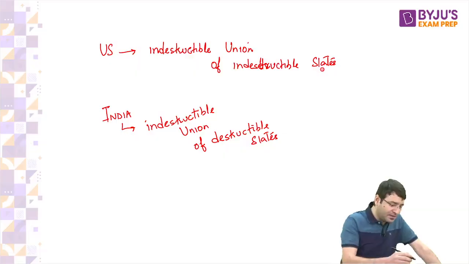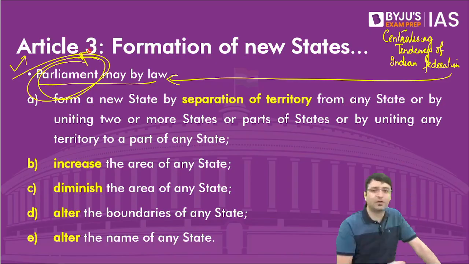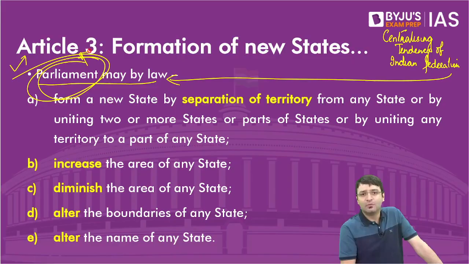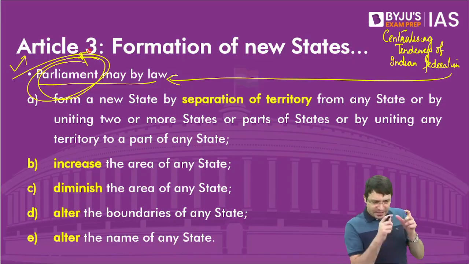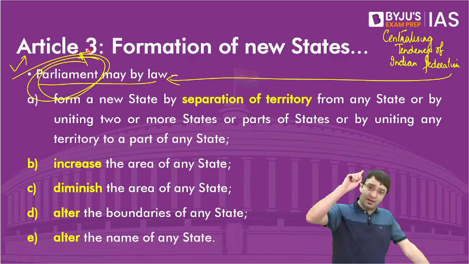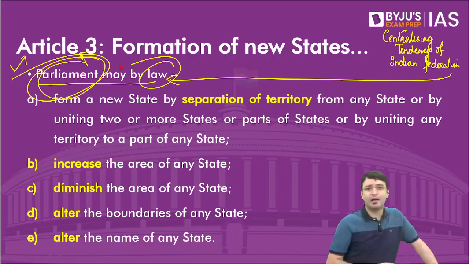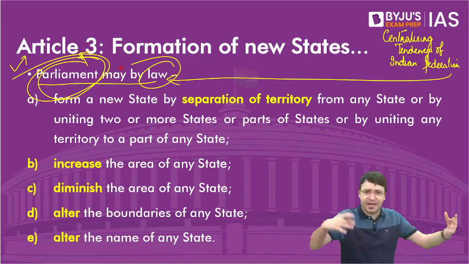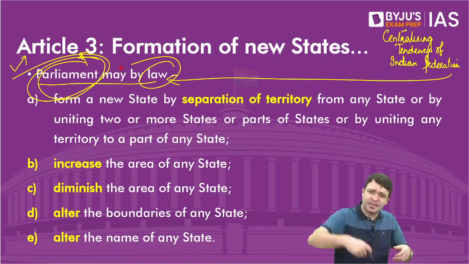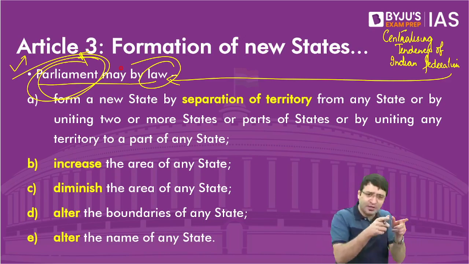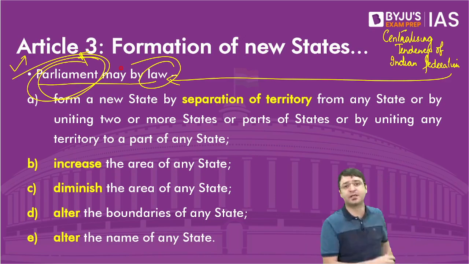That is power under Article 3 of the Constitution. What is Article 3? A centralizing tendency of Indian federalism. A feature of Indian federalism which makes the center very strong, very powerful as against the state. Parliament, which is the central legislature, can pass a law. And through this law, it can bifurcate, trifurcate, merge states, increase the area, decrease the area, alter the boundaries, change the name of a state as well.